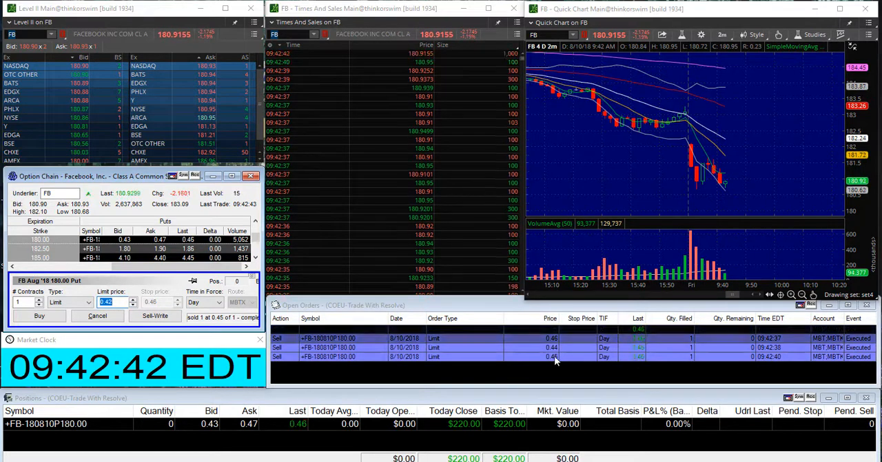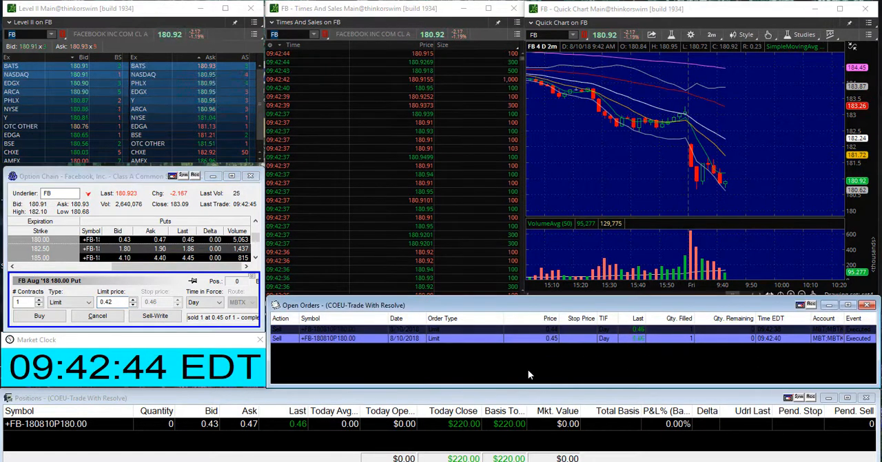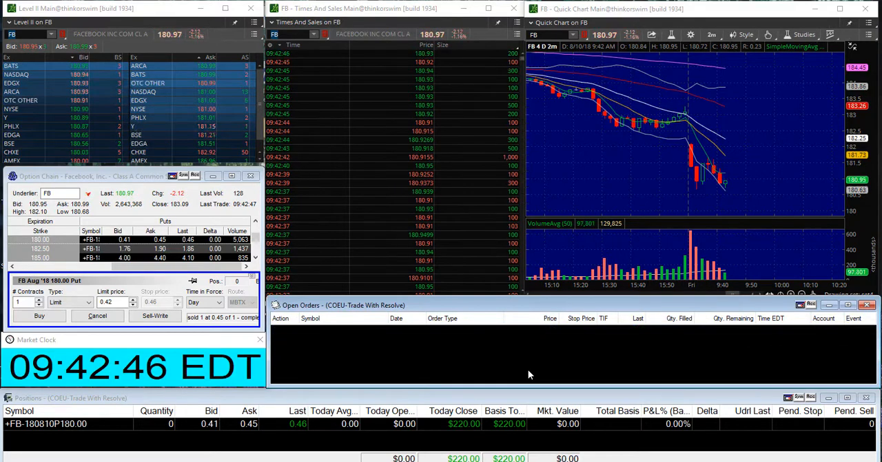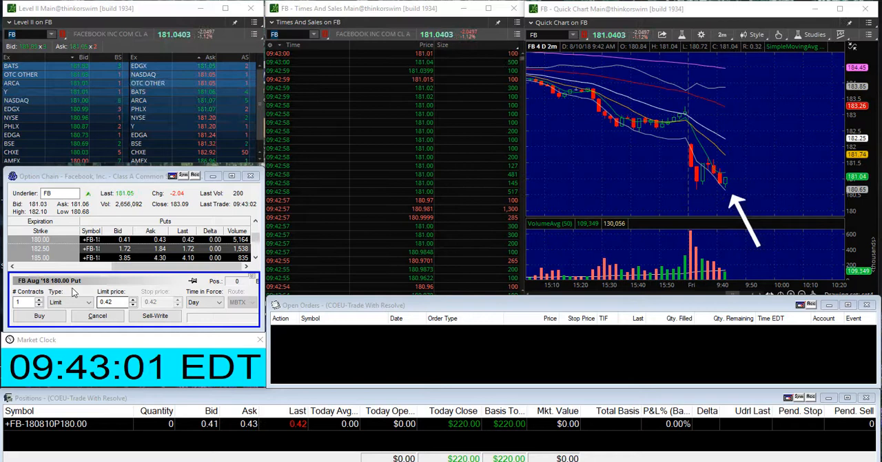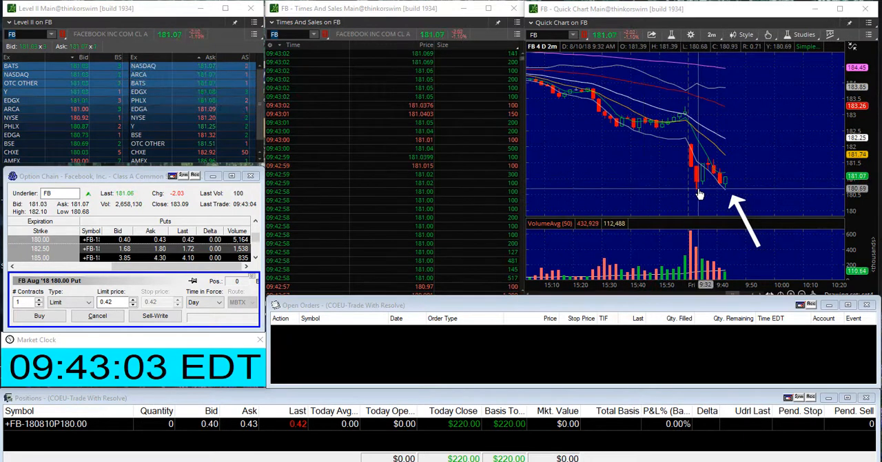And I am all out of the trade for $220, so not a bad quick scalp trade. And you can see that the price is beginning to bounce a little bit here.